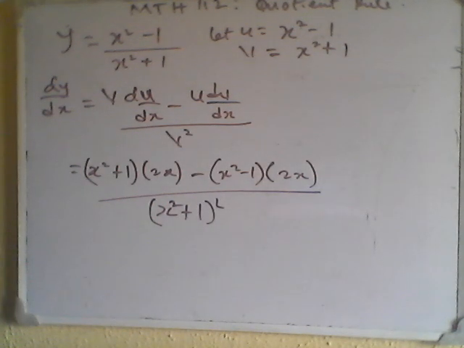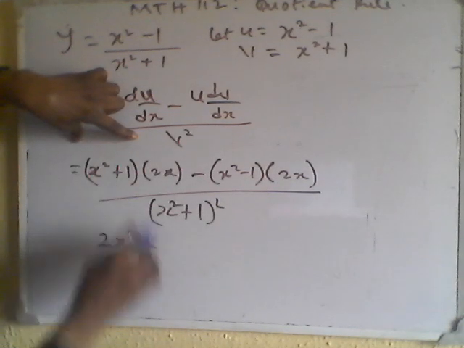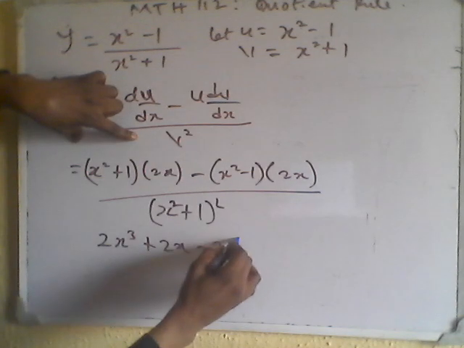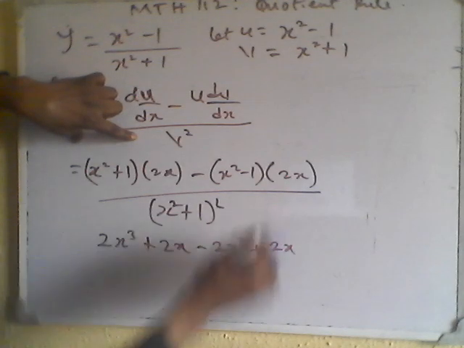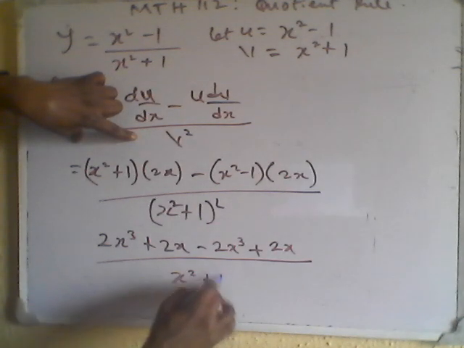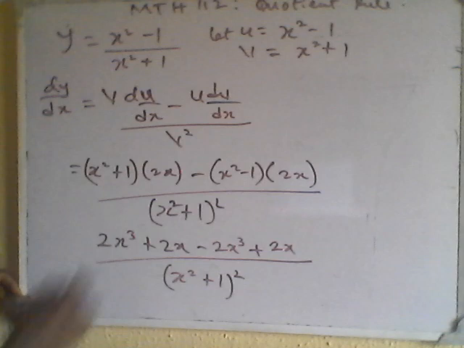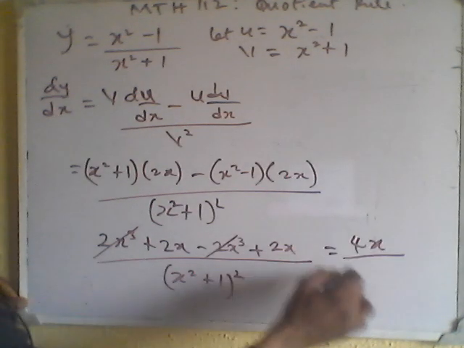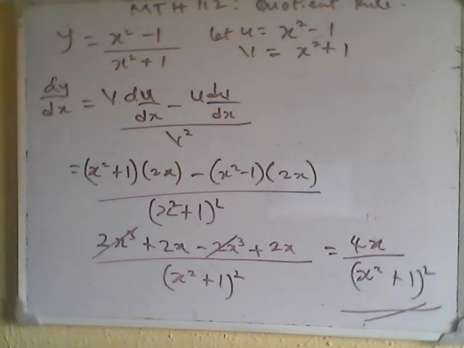Okay. So at this point, we quickly simplify. By simplifying this, so 2x times x squared is 2x cubed plus 2x minus 2x cubed again plus 2x, right? Because minus is plus. All right, all over x squared plus 1 all square. So I will simplify this one. This and this will cancel, right? This and this will cancel, so this and this will give me 4x all over x squared plus 1 all square. So this is the final answer for that derivative.